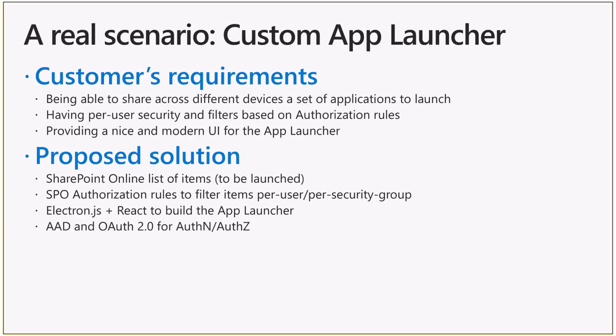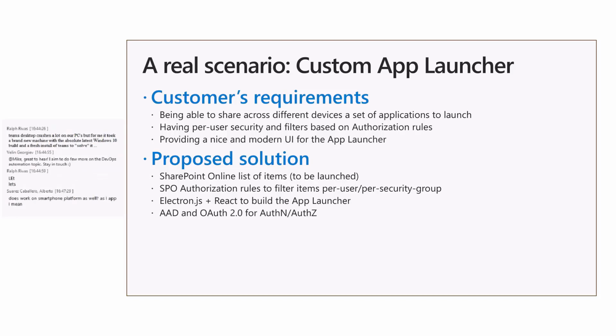So the proposed solution that we created, and that I will show you in a matter of a few seconds from now, is a solution that stores the app launcher items in a SharePoint Online list, so that by using a collection of items in a list, we can use the SharePoint authorization rules and the access control lists of SharePoint to filter items based on the currently connected user.